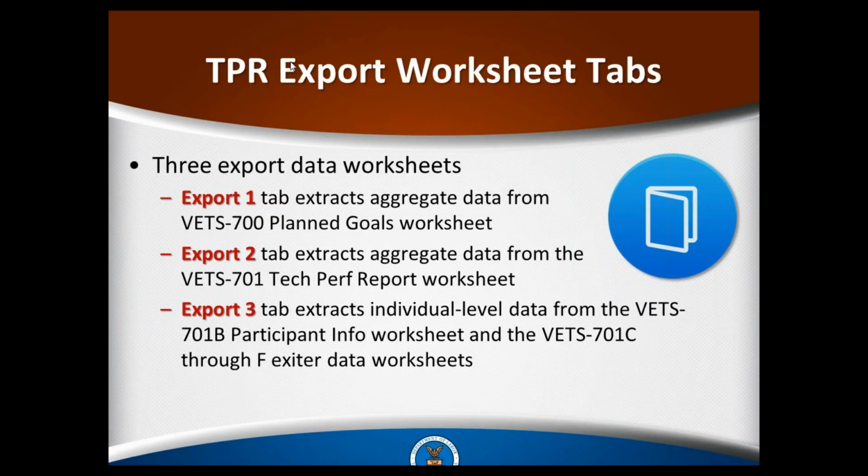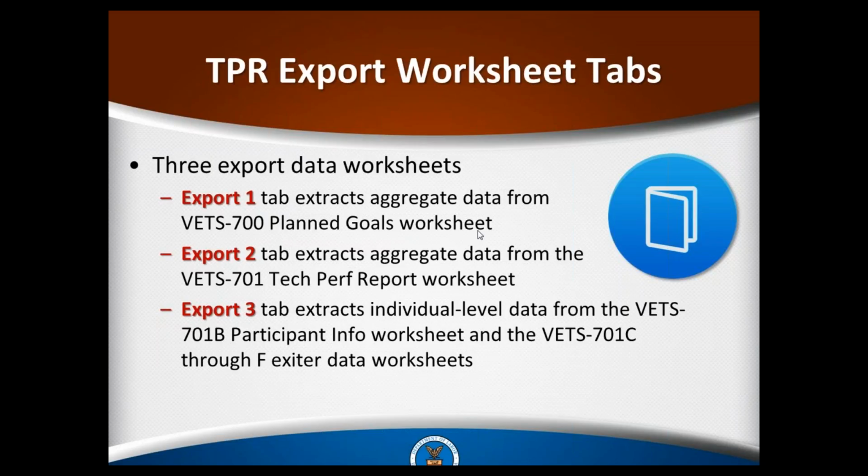As mentioned before, we have three export tabs. The Export 1 tab is exporting the plan goals information that was entered on that plan goals chart, the very first one, the VETS 700 chart. So it's taking those goals and putting them into a nice Excel spreadsheet for us. Export 2 is aggregating the data from the Technical Performance Workbook. So we're getting the aggregate performance displayed in that workbook, and it's going to go into a database for us as well.